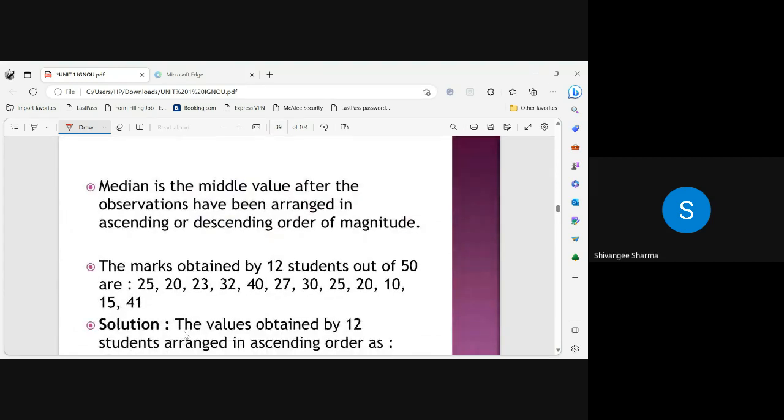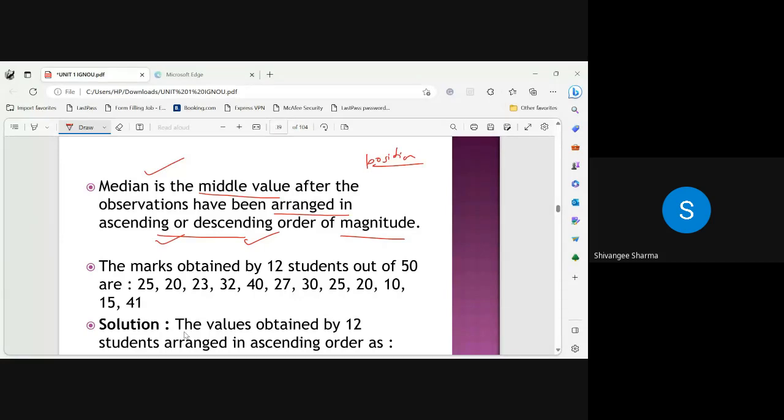So median is the middle value after the observations have been arranged in ascending or descending order of magnitude. This is the very important thing, since it is a positional average. What comes on the mid position, right? So that is why you need to first arrange your data into ascending or descending order. Then only you can identify the mid value and the median.